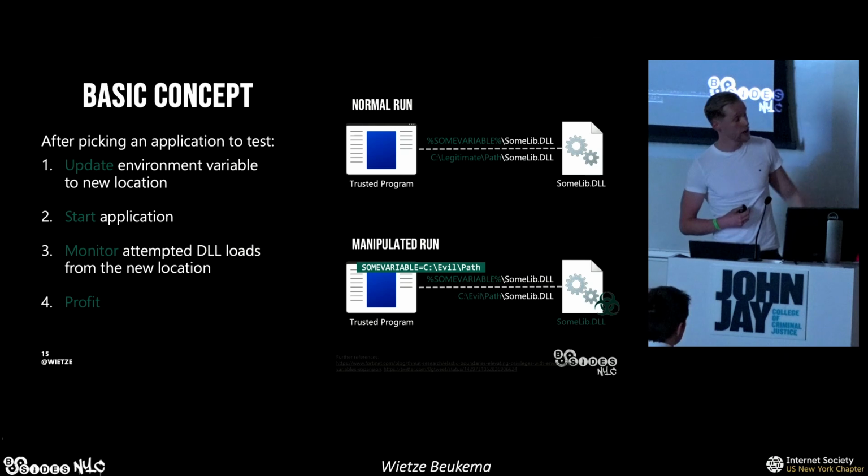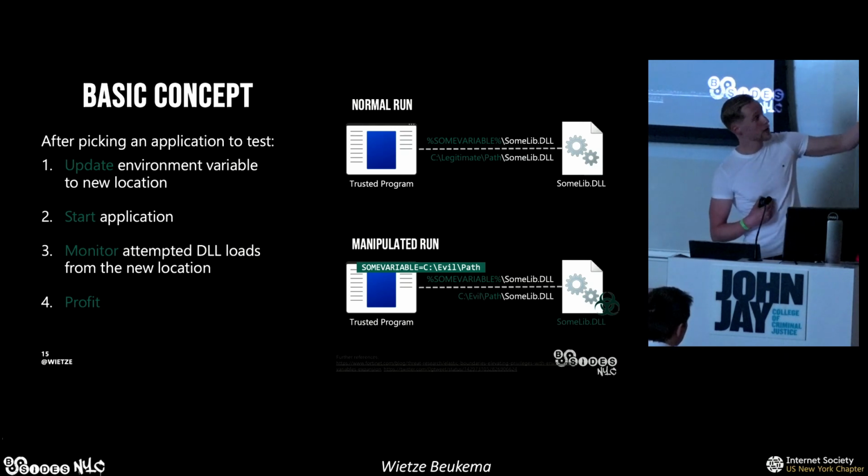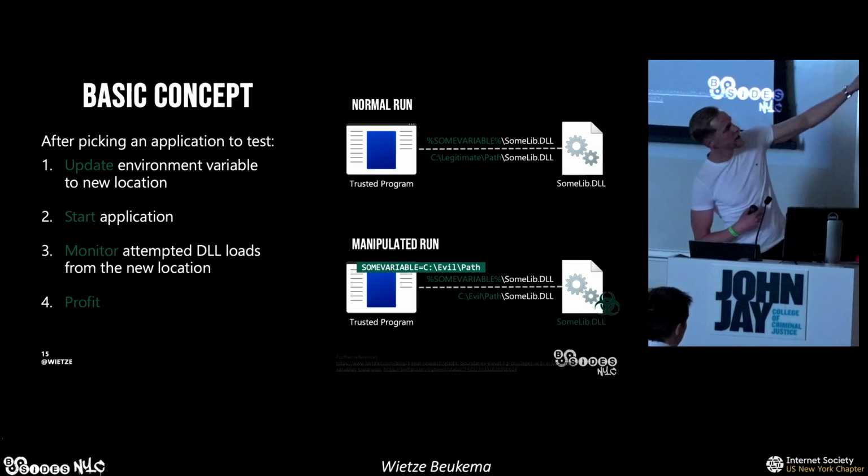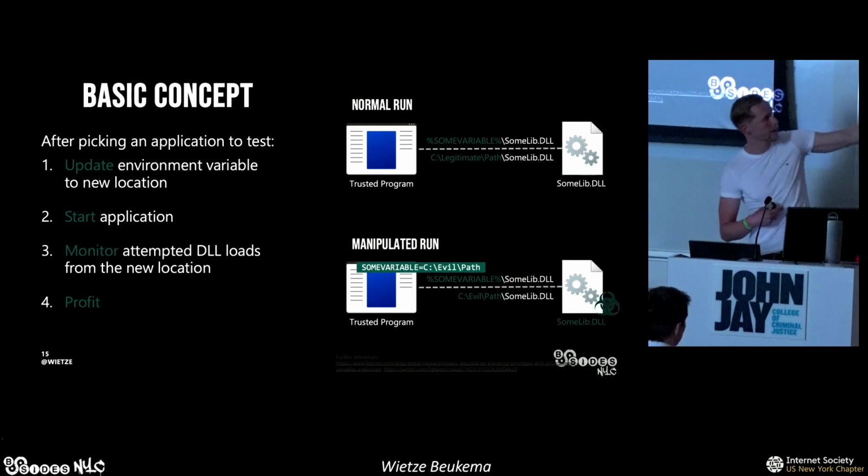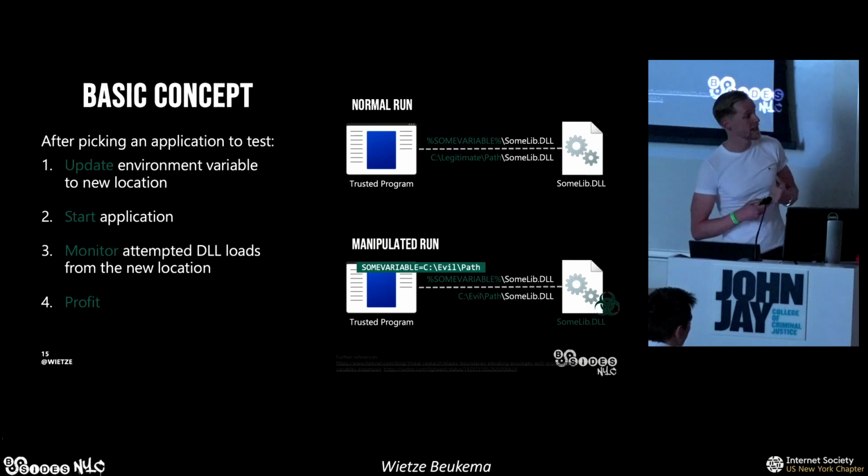So it's visualized on the right there. Normally, this trusted program might use a variable to load some DLL. I hope you can see it if it's not too dark. But basically, it normally goes to the legitimate path. Then in a manipulated run, I start the same process, but I overwrite that special variable with my evil path. And then if I'm lucky, it now loads my version of some library in my manipulated user-writable path.